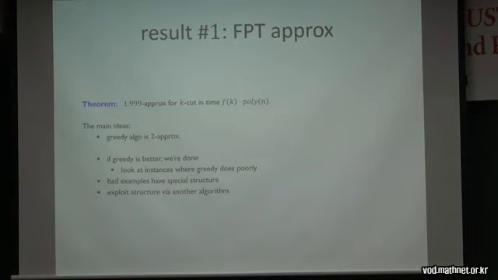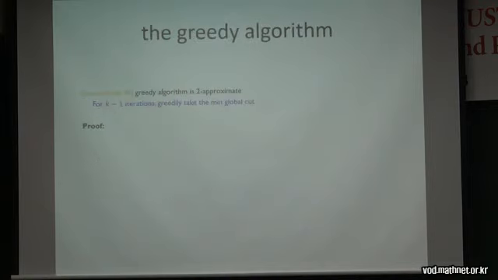Which is a very straightforward way to achieve an algorithm. Let me first introduce this greedy algorithm, which is very easy. For k minus 1 iterations, start from the whole graph. In each iteration, we greedily take the global min cut. By which I mean that in the first iteration, we compute the global min cut of the graph, and then we get 2 pieces.